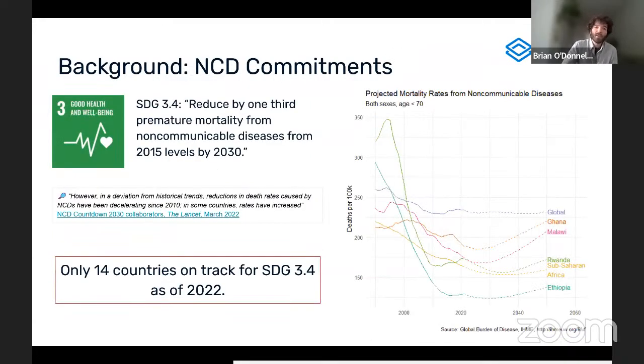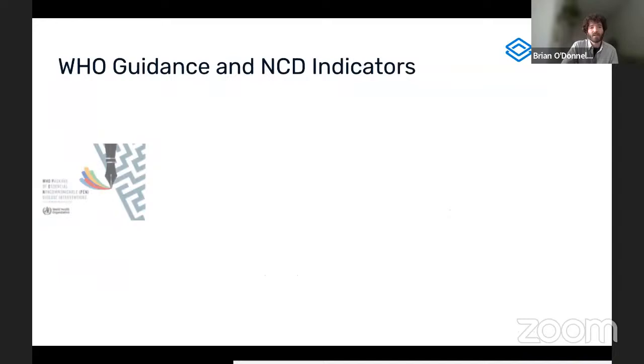We can see that the world has made a strong commitment to tackle the challenge of NCDs. As you all likely know, SDG 3.4 states that countries should reduce by 1/3 premature mortality from NCDs. But progress has stagnated somewhat, and most countries are not on track for this. So even before the COVID pandemic, in fact, only 14 countries are on track to meet this target long term. Moving on to the next slide here.